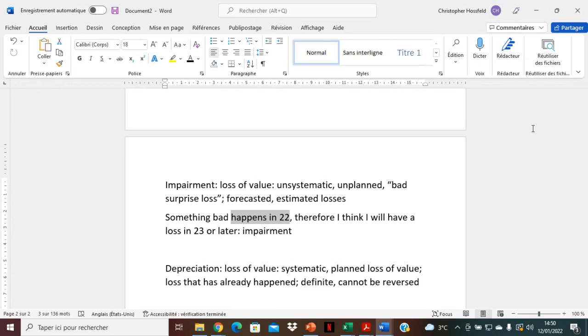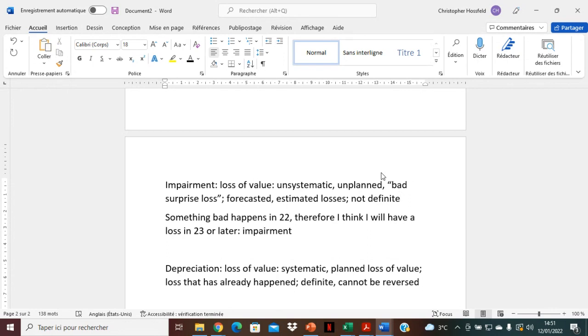We account for impairment losses because we need to anticipate those losses as long as they are generated in the current year. That means whereas depreciation is a definite loss that is fixed, here we have a forecasted, estimated loss, which means obviously those losses are not definite.